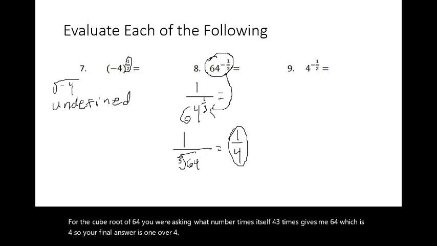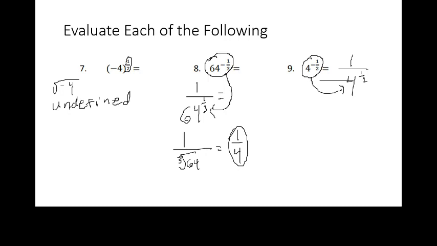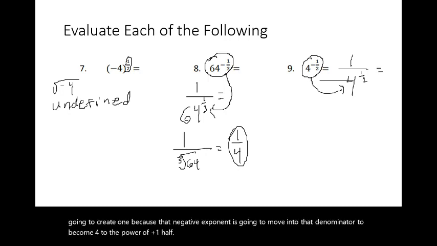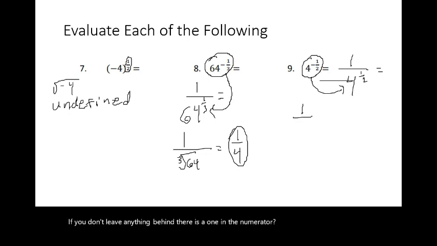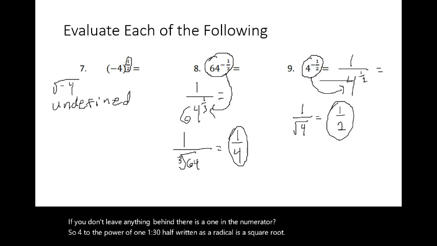So then for this last one, we're going to do the same thing. If there is no denominator, we're going to create one, because that negative exponent is going to move into the denominator to become 4 to the power of positive 1/2. If you don't leave anything behind, there is a 1 in the numerator. So 4 to the power of 1/2, 1/2 written as a radical is a square root. The square root of 4 is 2, so your final answer is 1/2.